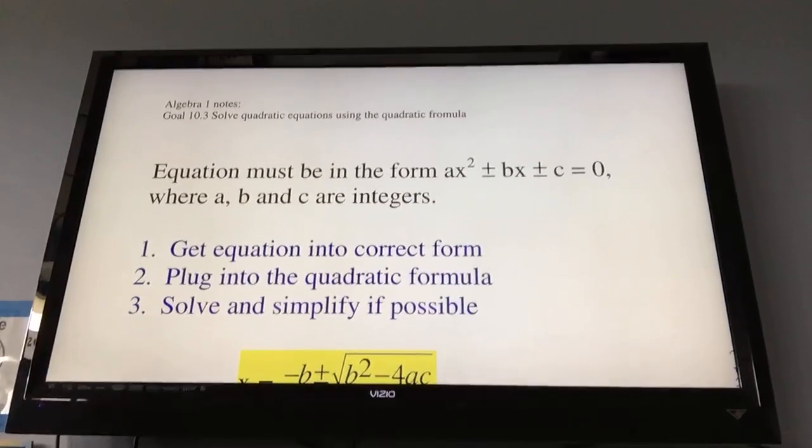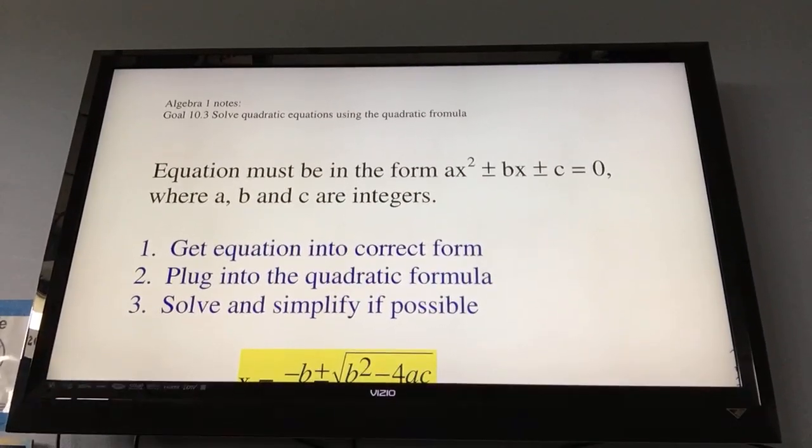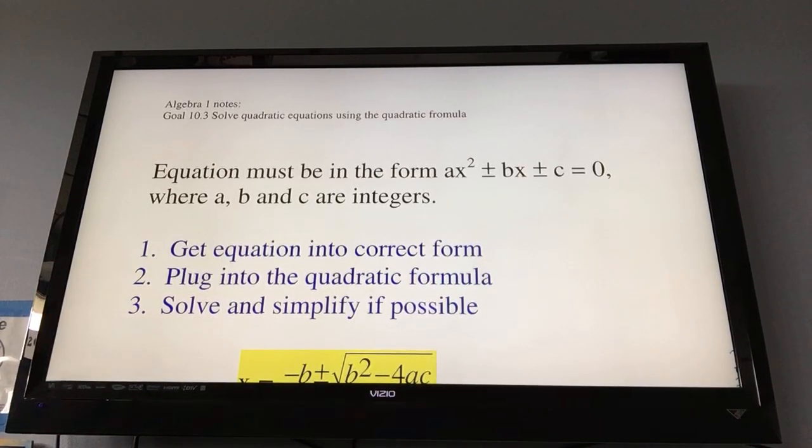All right, we learned to solve a quadratic equation by factoring last semester. We learned to do the square root method, which can only be used in certain cases. We used complete the square, which can be used in any case. And we're going to learn another method, which is the quadratic formula.